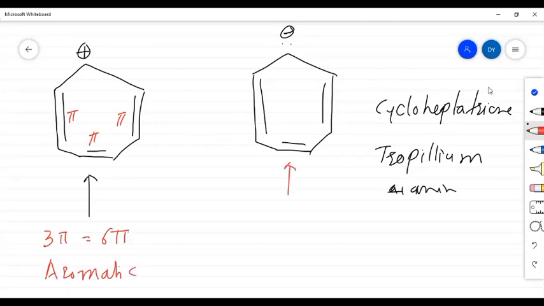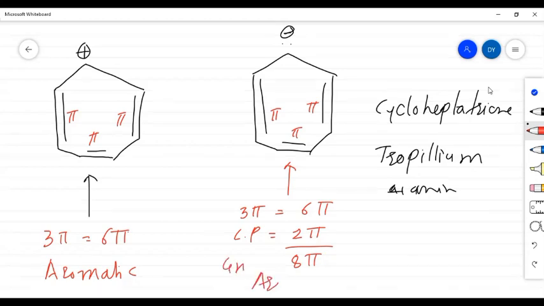Now this compound contains three pi bonds first of all. But this lone pair also acts as a pi electron pair. So 6 pi electrons, then the lone pair also acts as a pi bond, that's why 2 pi electrons. So in total, 8 pi electrons are there. 8 pi electrons means it follows the 4N rule, and that's why this is anti-aromatic. So in the case of the tropylium cation and anion, the cation is aromatic and the anion is anti-aromatic.